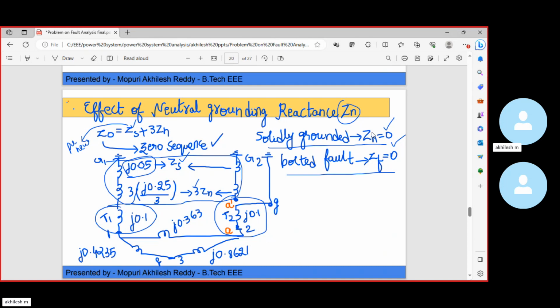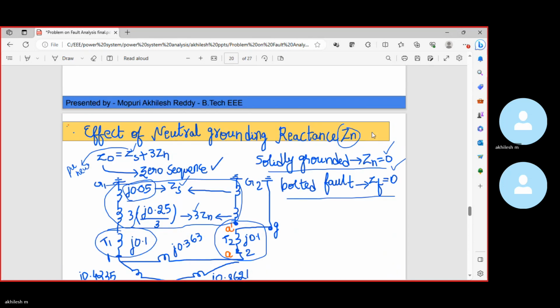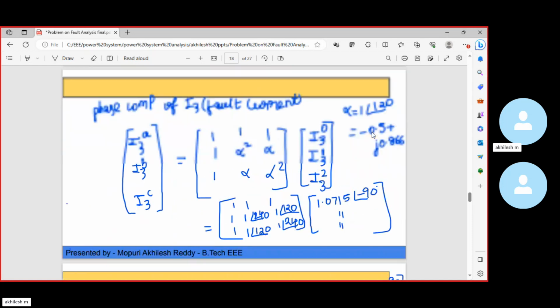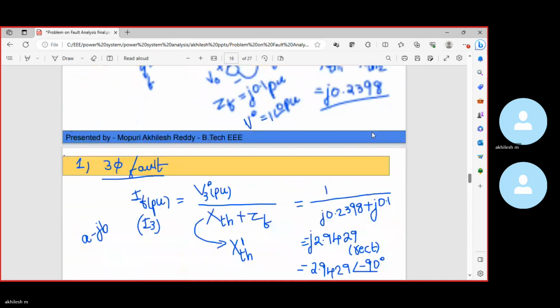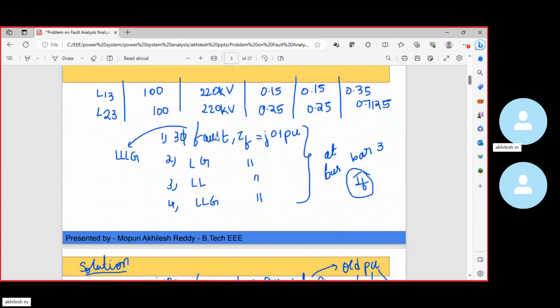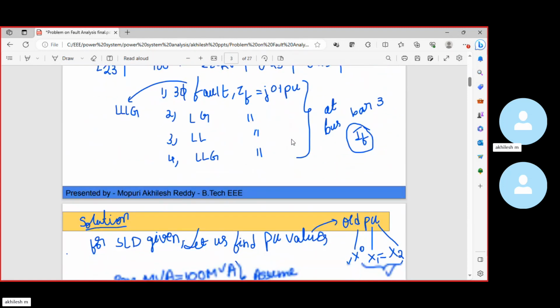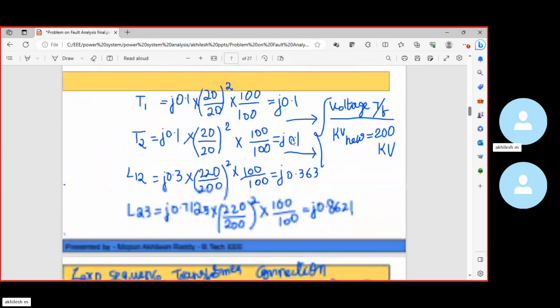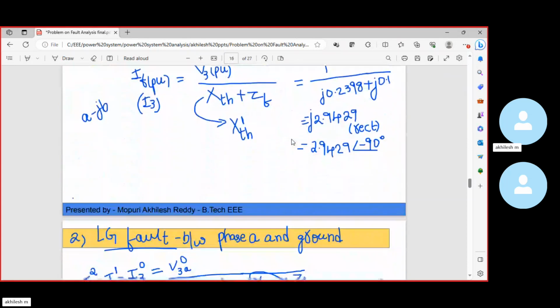Similarly, if they had asked us to find a bolted fault: in this problem, what they had told us was to find the three-phase fault with ZF, where the fault impedance is J.1. Suppose they had asked to find the three-phase bolted fault at bus bar 3, then the fault impedance is 0. Bolted fault means fault impedance is 0. Then what is the leftover?